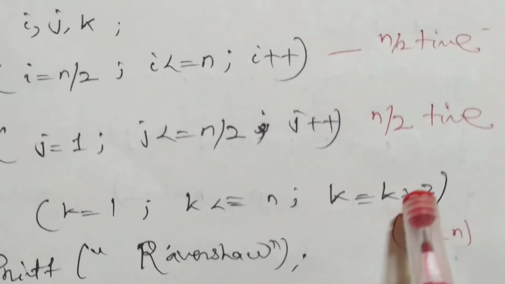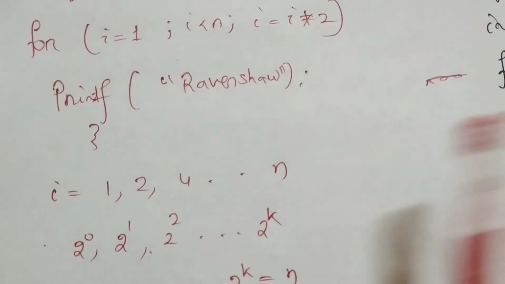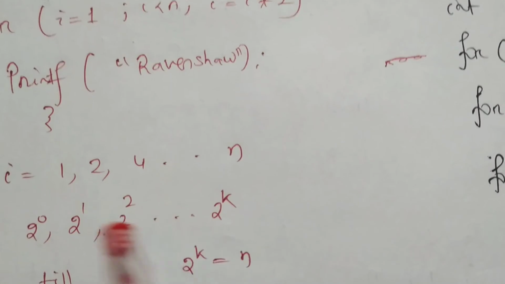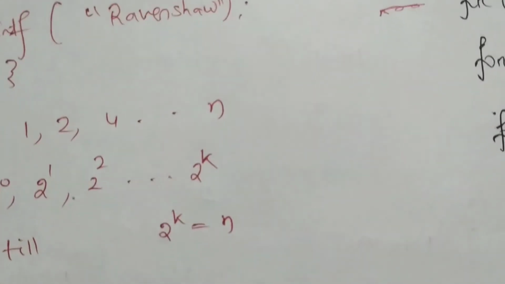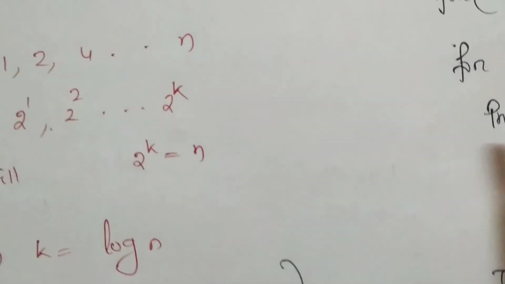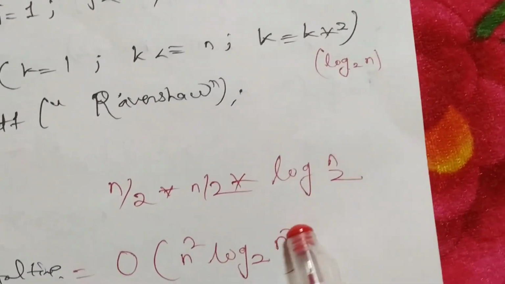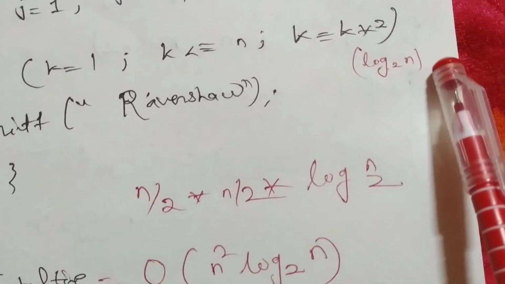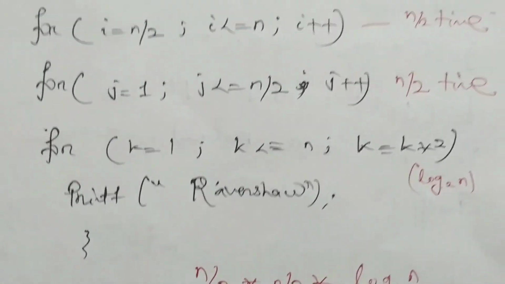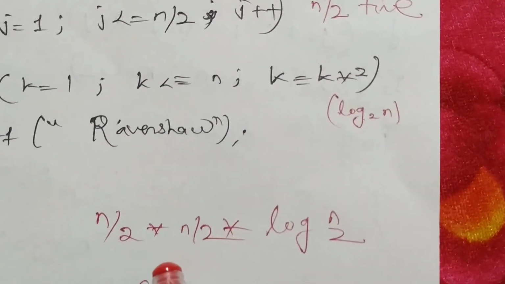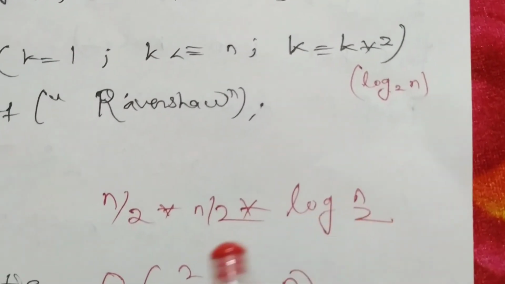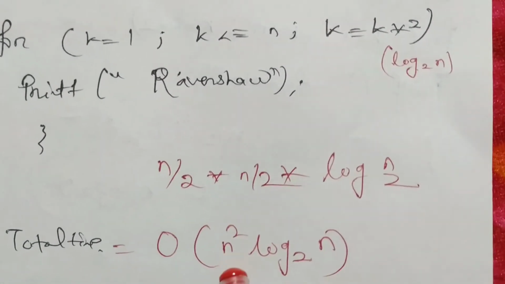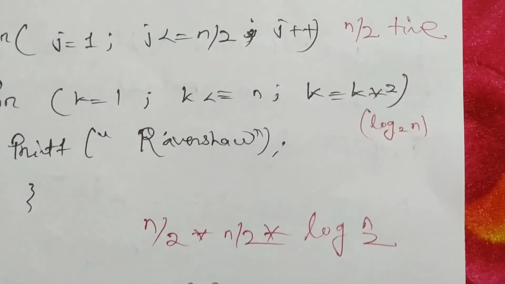You understood this already, I told you in this example, in this form. If we take the log, this is the log base 2. So like this it can be log n base 2. So the total time is n by k2 into n by k2 into log n by k2. So the total time is order of n square log n. Hope you understood this. Have a good time.